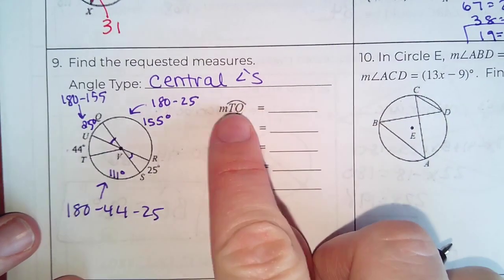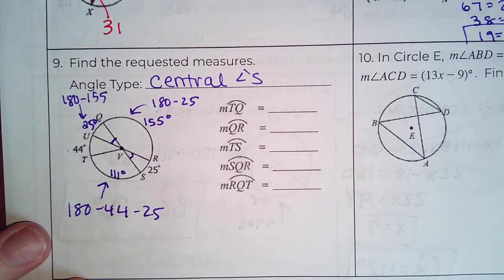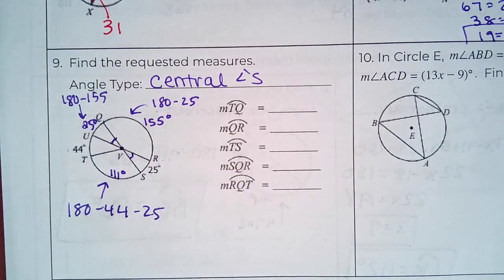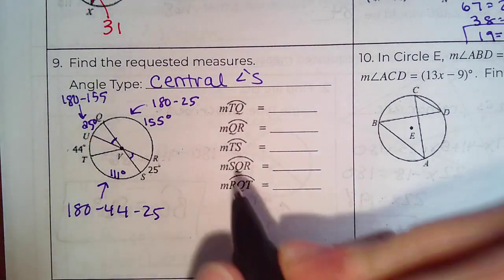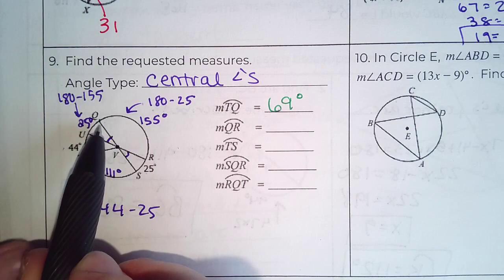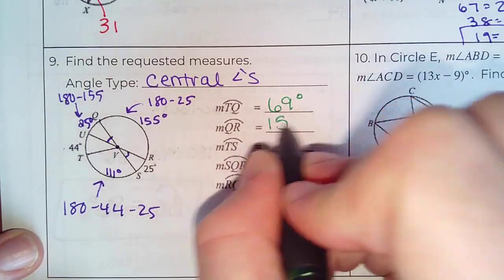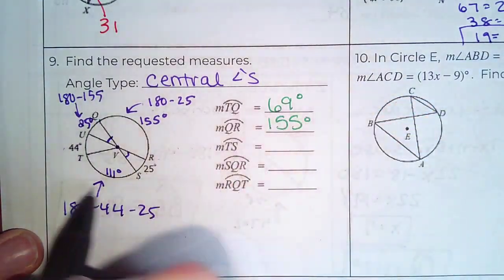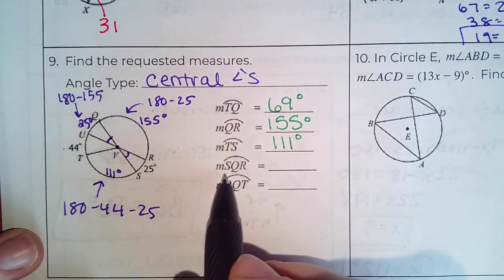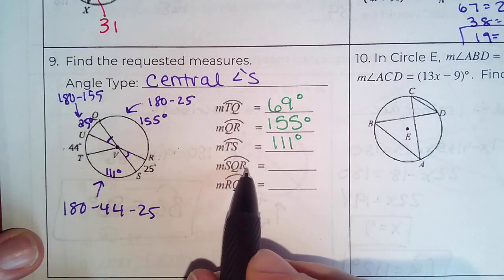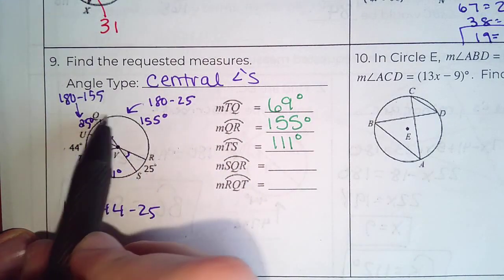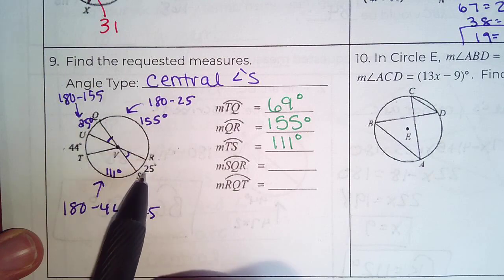Now let's go through. TQ. So T to Q, I take 44 plus 25 and get 69 degrees. QR, Q to R, is 155. TS, 111. Okay, so this is a major arc, so SQR. S to Q to R. So all of them except for SR.